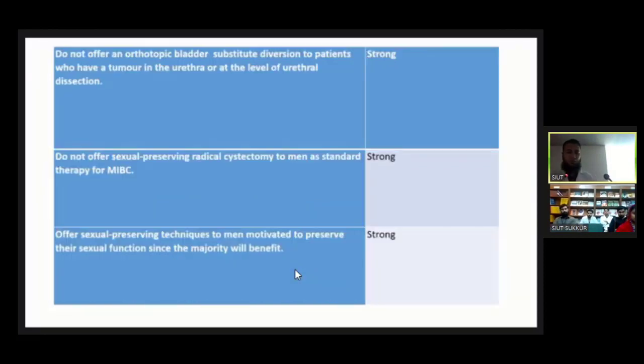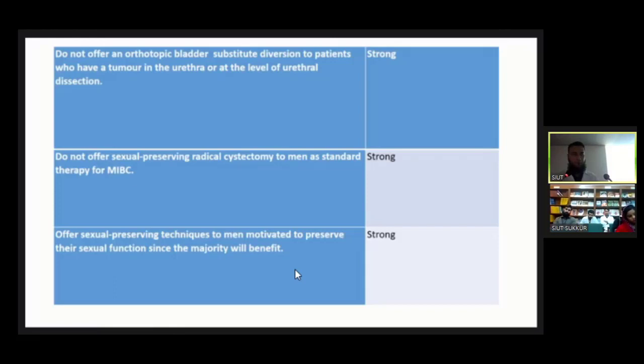Do not offer a neobladder substitute or diversion to patients who have a tumor in the urethra at the level of urethral dissection. And do not offer sexual preservation in radical cystectomy to men as standard therapy for muscle invasive bladder cancer. Offer sexual preserving techniques to men motivated to preserve their sexual function, since the majority will benefit.